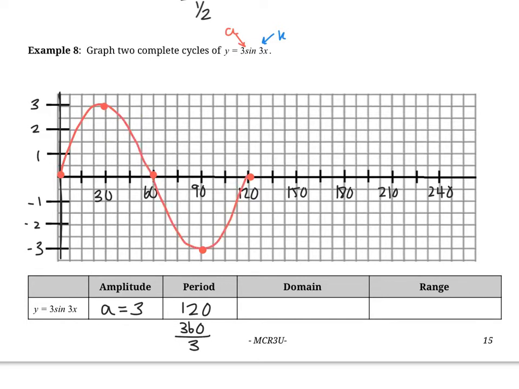And let's go ahead and graph one more cycle. So try the last cycle on your own. So your last cycle should look something like this. And now we're ready for our domain and range. So in this case, our domain, x is an element of R, 2 cycles of this graph. In our graph, we started at 0 and we're going to end at 240 degrees. And for our range, because our amplitude is now 3, our maximum value is 3. And our minimum value is -3.